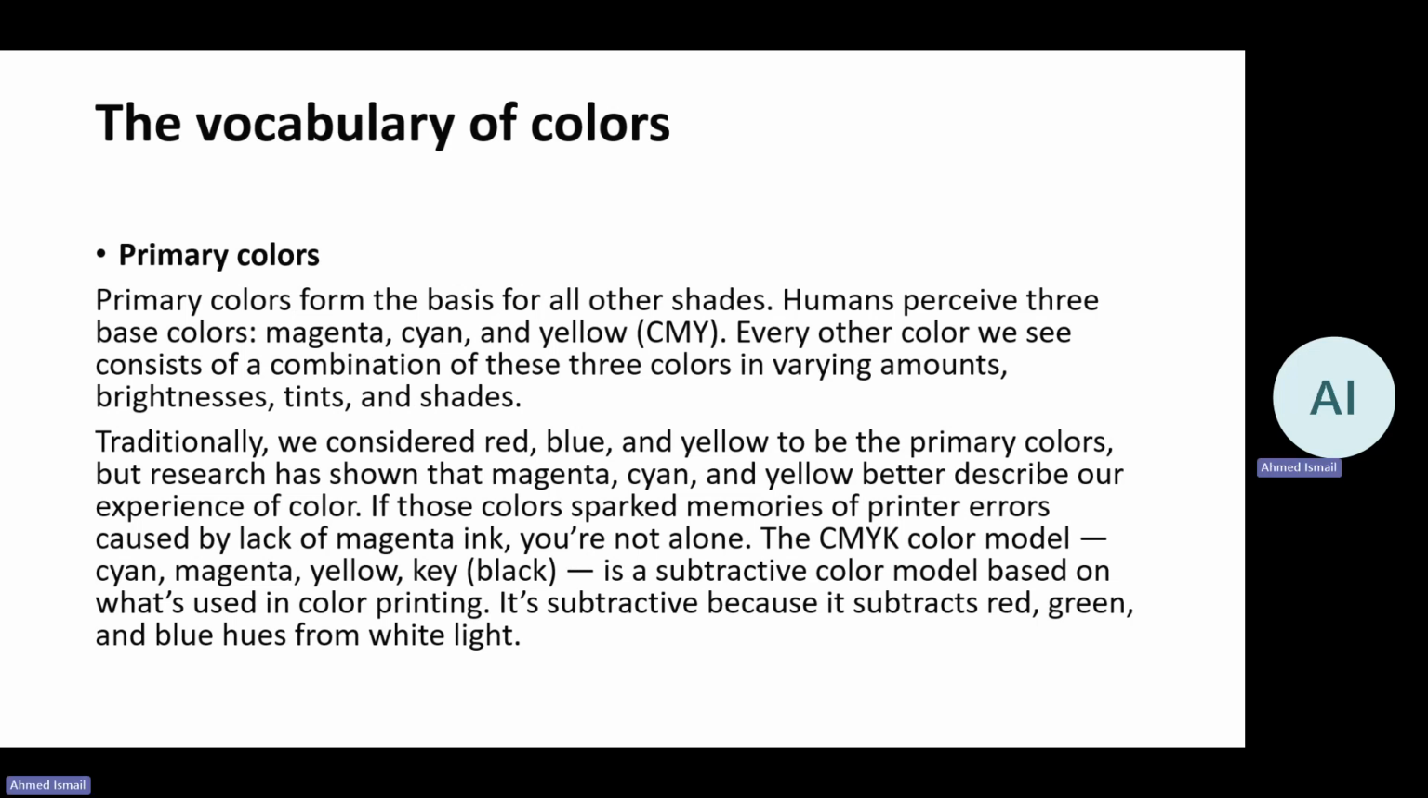Okay, so now traditionally we considered red, blue, and yellow to be the primary colors, but research has shown that magenta, cyan, and yellow better describe our experience of color. If those colors sparked memories of printer errors caused by lack of magenta ink, you are not alone. The CMYK color model, cyan, magenta, yellow, and key, which is the black, is a subtractive color model based on what's used in color printing. It's subtractive because it subtracts red, green, and blue hues from white light.